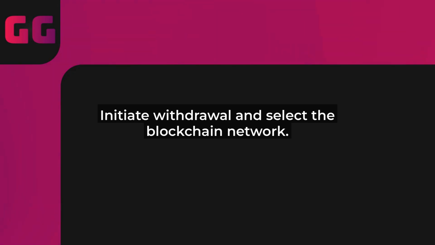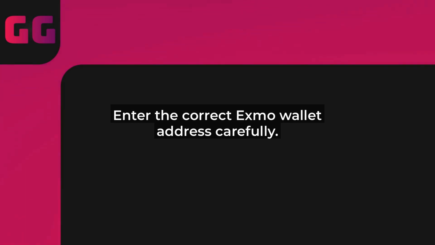Next, initiate the withdrawal. Go to the Withdraw or Transfer option in your USDC wallet. Select USDC as the asset, and choose the appropriate blockchain network, typically Ethereum, for USDC transfers. Now, you'll need to enter your XMO wallet address. This is super important. Copy and paste it carefully to prevent any errors that could send your funds to the wrong place. After confirming the details and fees, approve the transaction.